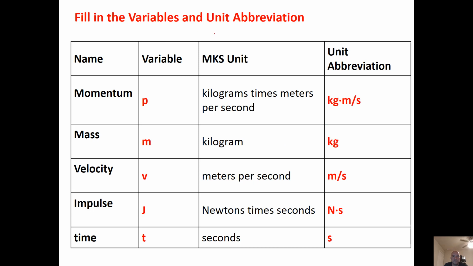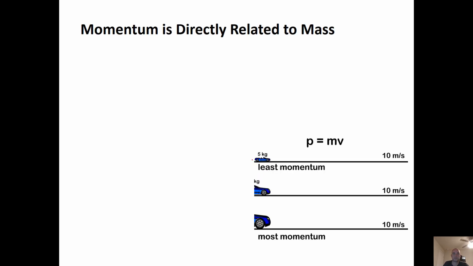And the variables, fill in the variables if you're following my notes. If not, it's good just to get these down somewhere. Momentum, these are the variables you find in an equation. So P is for momentum, mass is the M, velocity is V, impulse is J, time is T. Whereas the unit abbreviation, this is what you put after the number when you're done solving for one of these. For momentum, it would be something kilograms times meters per second. For mass, it would be something kilograms. For velocity, something meters per second. For impulse, it would be something newtons per second, and for time, it would be something seconds.